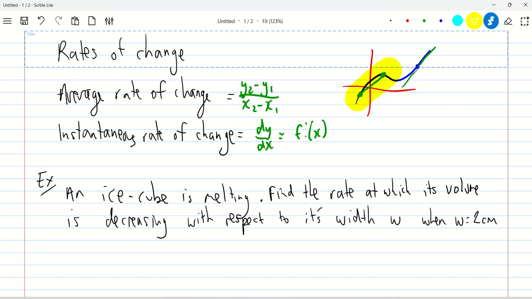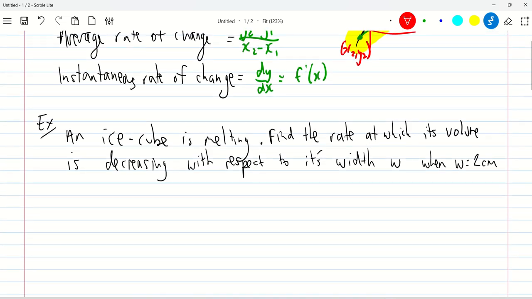That's x1, y1 and that's x2, y2, so we can find the gradient between those two points, and that's the average rate of change between those points. Okay, let's have a look at a question to drive this point home a little bit.